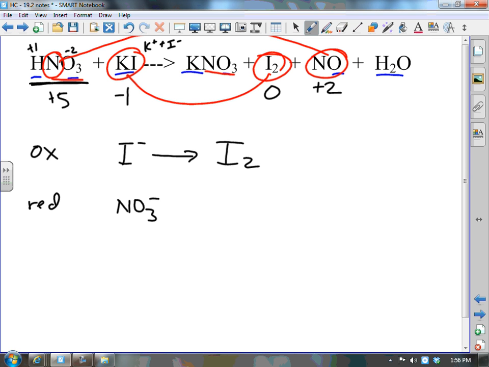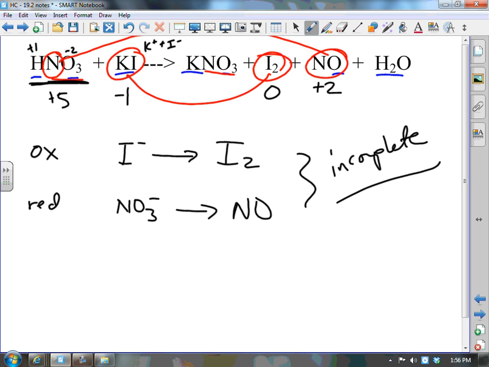And again, it's a strong acid. I break it apart. It changes to NO. Now, these are incomplete, but that gets you in the right direction in terms of going through the different steps and balancing everything. So, I want you to finish up.